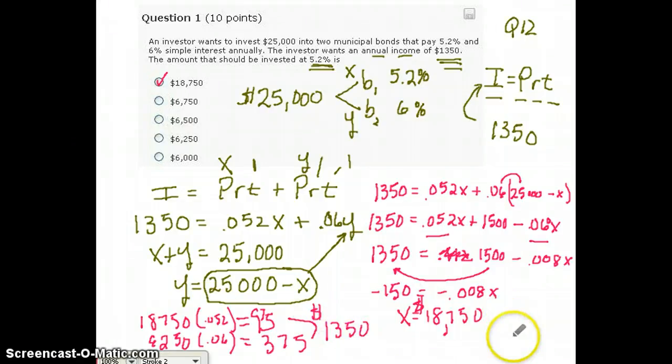All right, that would be my explanation on how to do that problem. It was a little involved, and I hope that helps you out. Email me if you have a question or if you have a better way of doing that problem. Thanks.